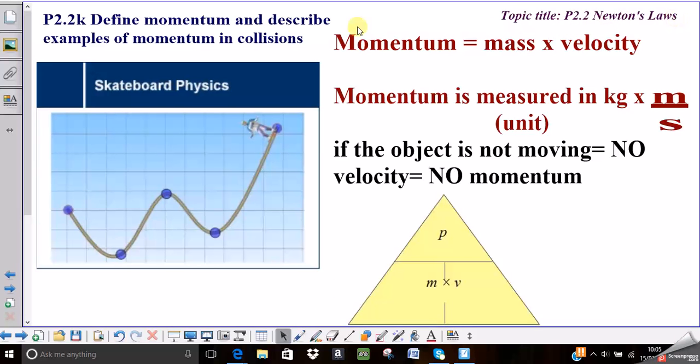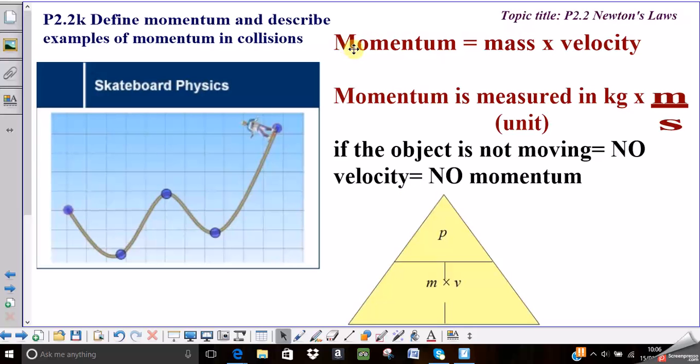Physics, Newton's laws, P22K: define momentum and describe examples of momentum in collisions. We're looking at the situation when a skateboarder is standing on top of the ramp, not moving anywhere. That means the object is not moving, it has no velocity.